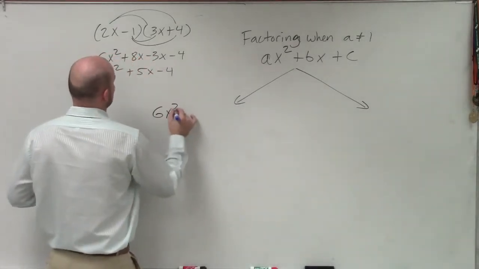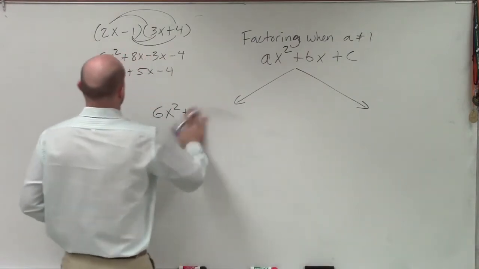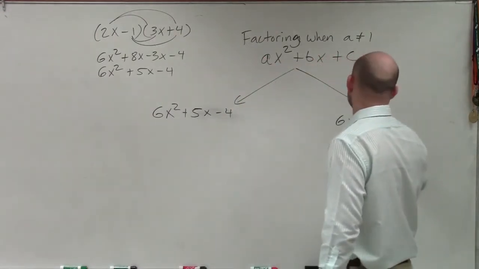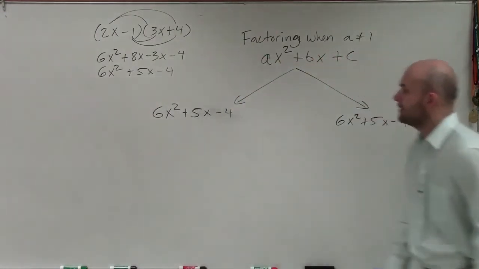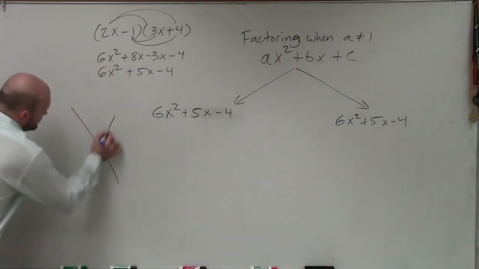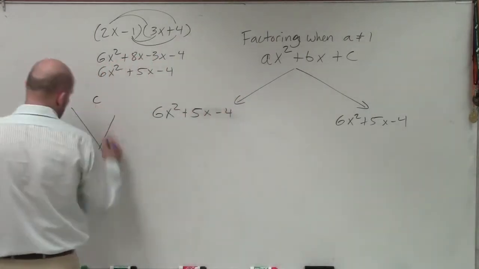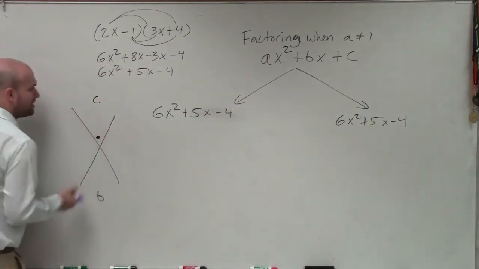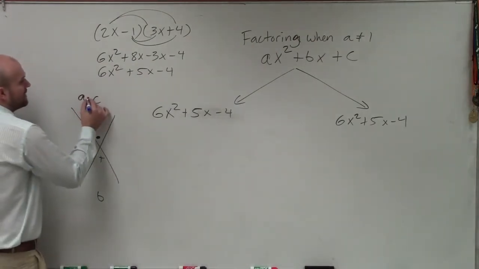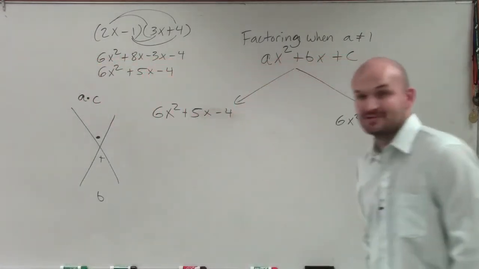So let's show you the slow way first, and then I'll show you the quicker way that you can look at this. 6x squared plus 5x minus 4. All right? So the slow way is what I like to call the AC method. And what that means is, if you remember, when a was equal to 1, we could write c up top and b down below. And what we want to do is determine what two values multiply to give us c, but then add to give us b. But now when we have an a, we're going to have to determine what two numbers multiply to give you a times c, but then add up to give you b.